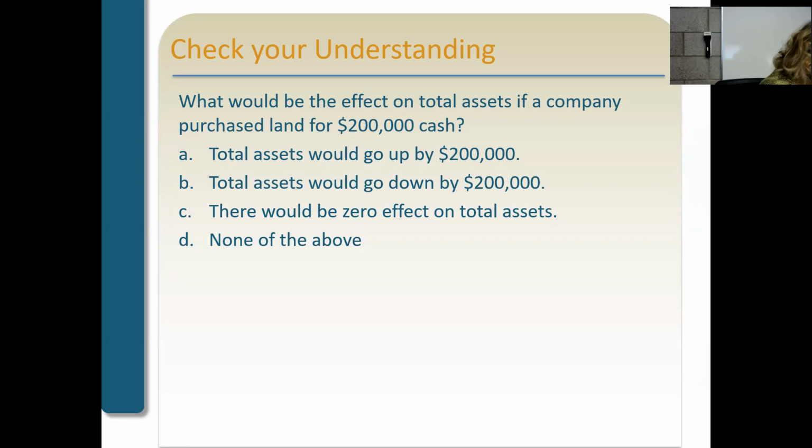Okay. Hey, guys, what would be the effect on total assets if a company purchased land for 200,000 cash? What happens here? You're right. There would be zero effect on total assets. Why? Because one asset, cash, goes down and the other asset, land, goes up, right? But we're still at the same total.